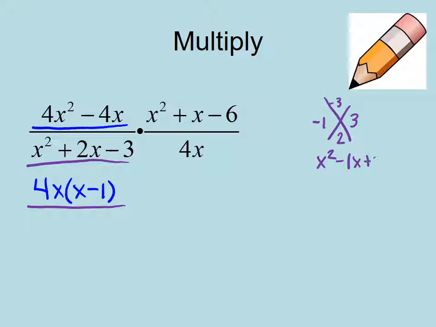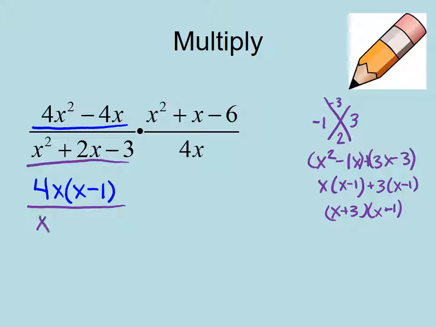If I group, I end up with x minus 1 plus 3, x minus 1, so x plus 3 and x minus 1. We're going to continue to do a lot of factoring, so make sure that that AC method is good to go.